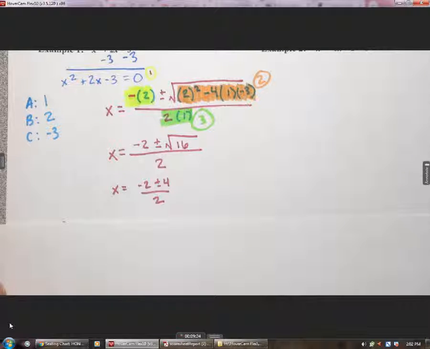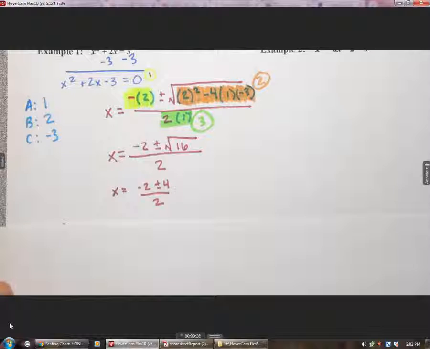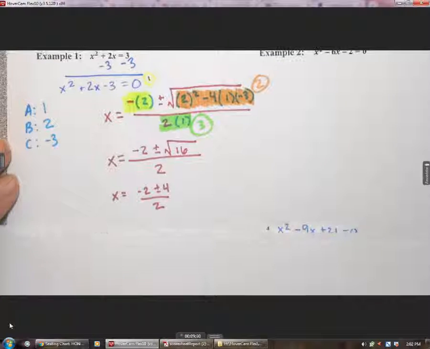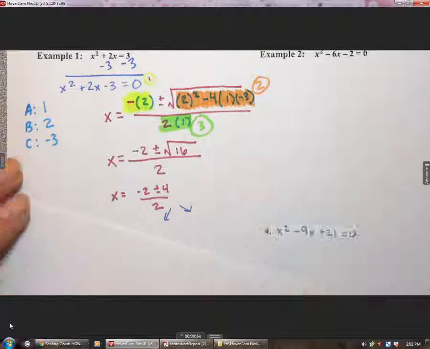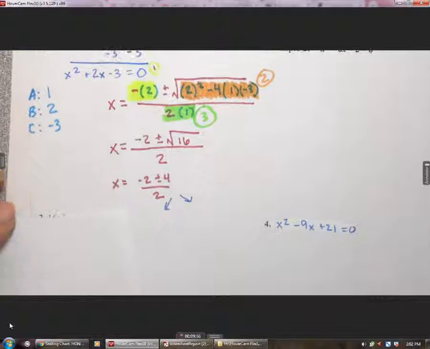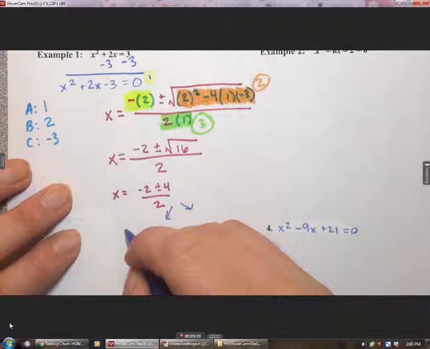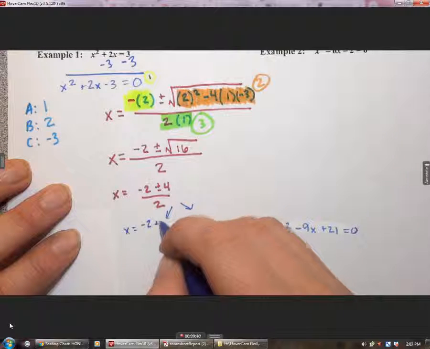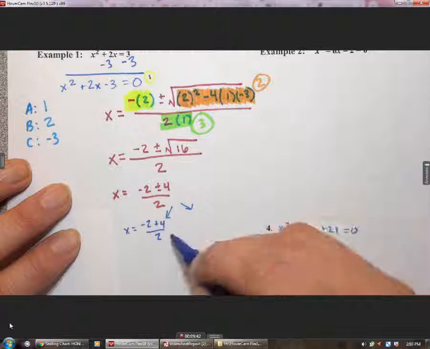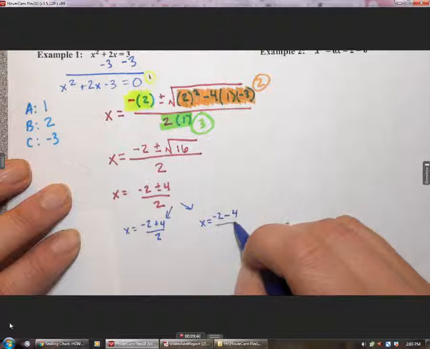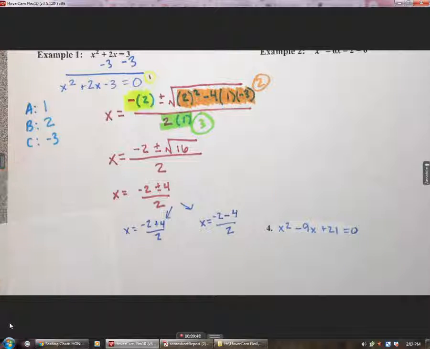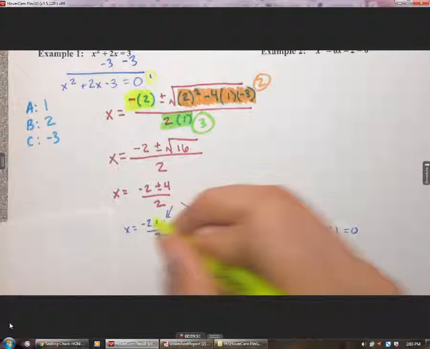Split them. And then you split them up. So I'm going to have one where x equals negative 2 plus 4 over 2, and one where x equals negative 2 minus 4 over 2. The difference here is one's a plus, one's a minus.